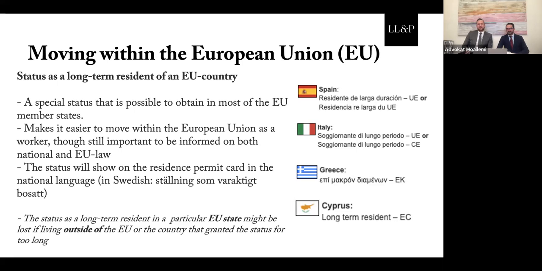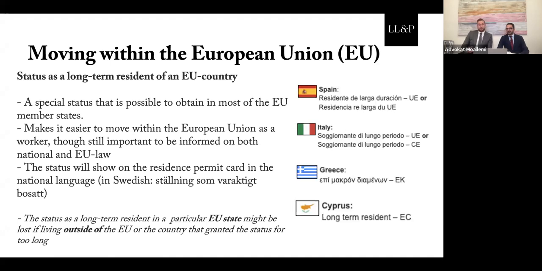Because if it does not say this, then you cannot prove to the Swedish Migration Agency that you have this status. The status as a long-term resident, you have it in a particular EU state, and it might actually be lost at some point if you are living outside of the European Union for too long. But you can also lose it in that country if you live in another EU country for too long. So that is something you need to make sure of, that you don't lose this status in the country that gave it to you.